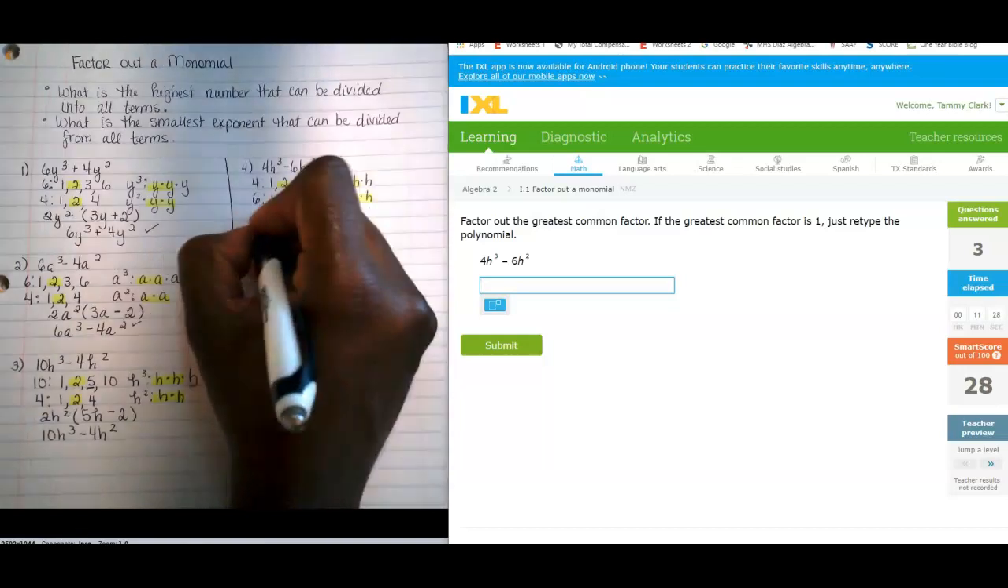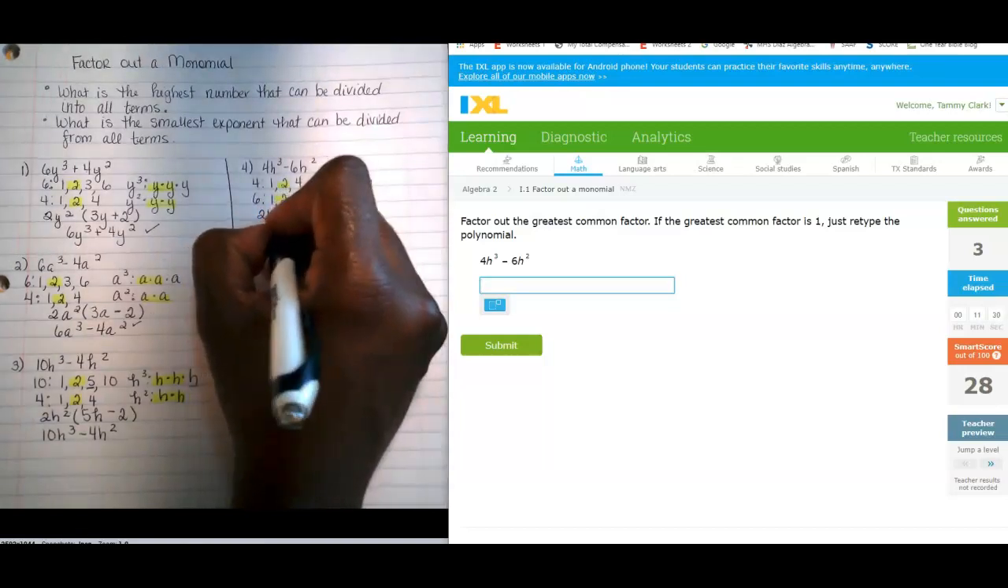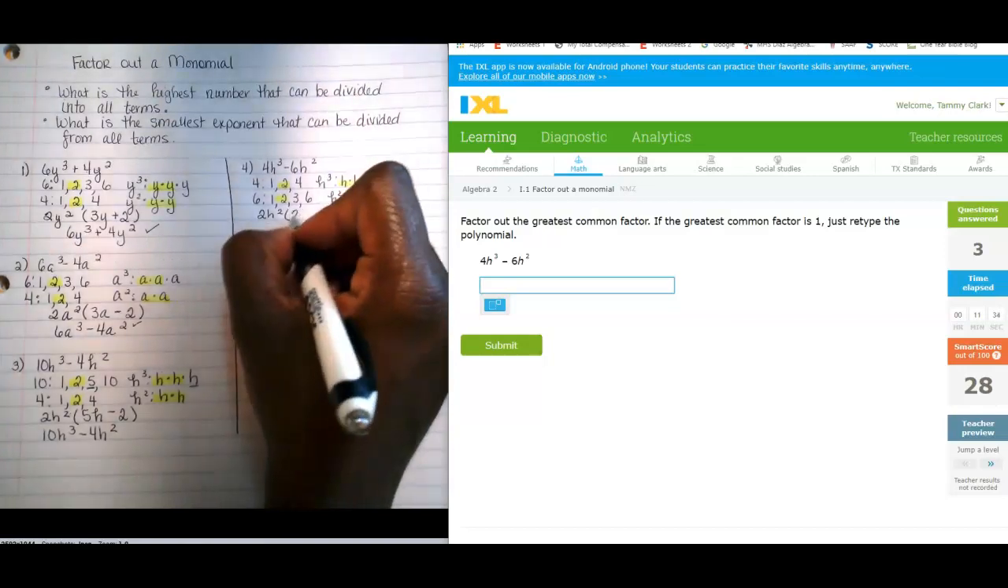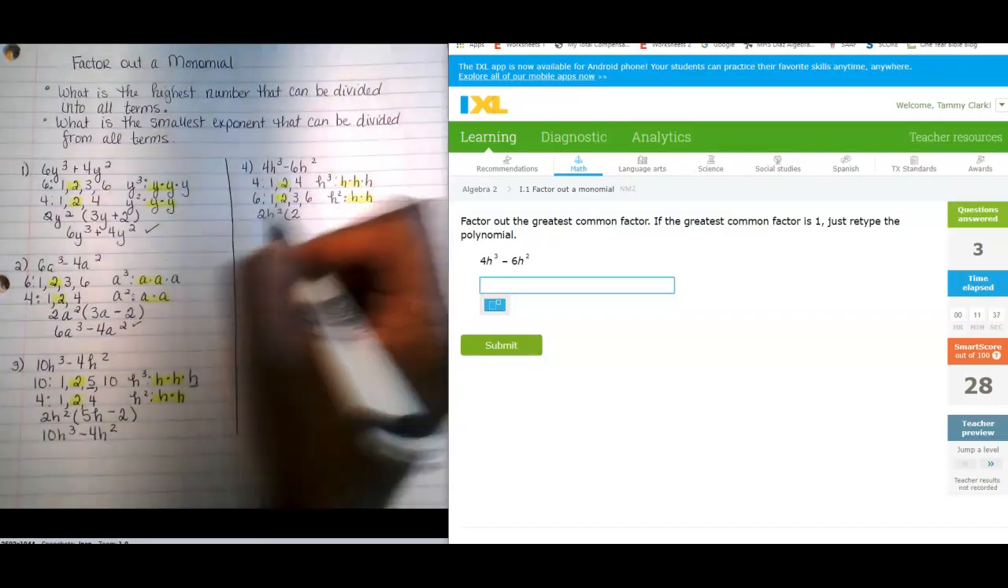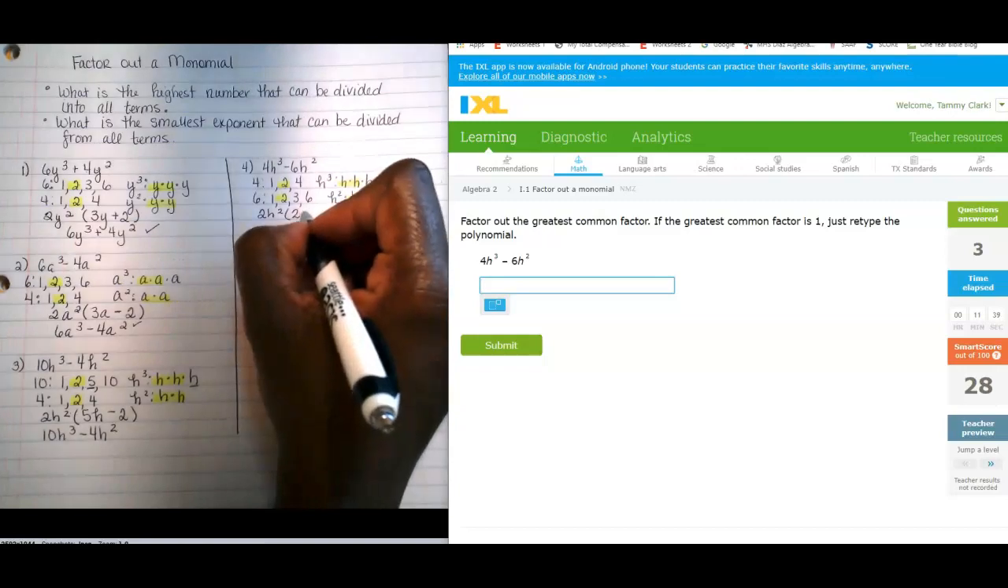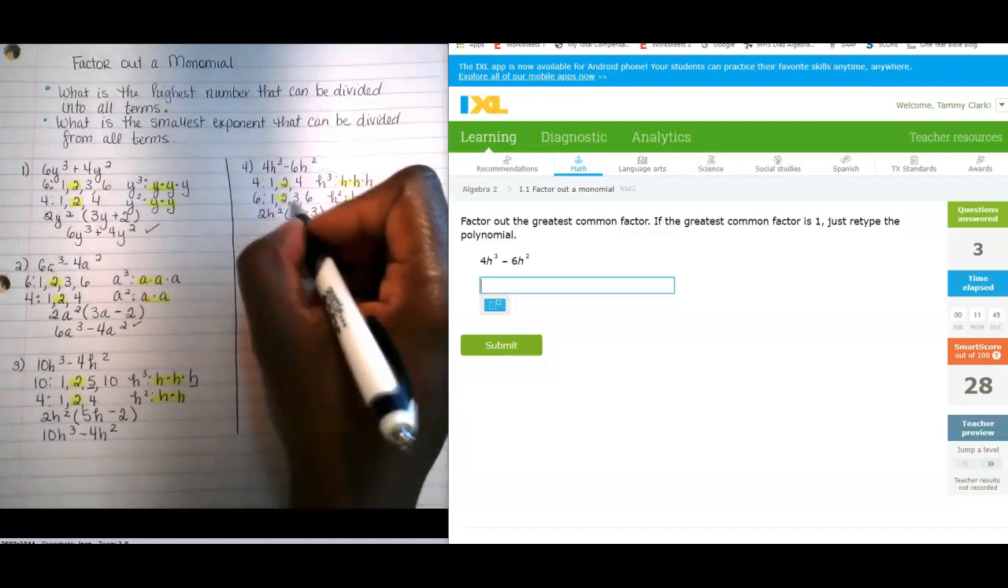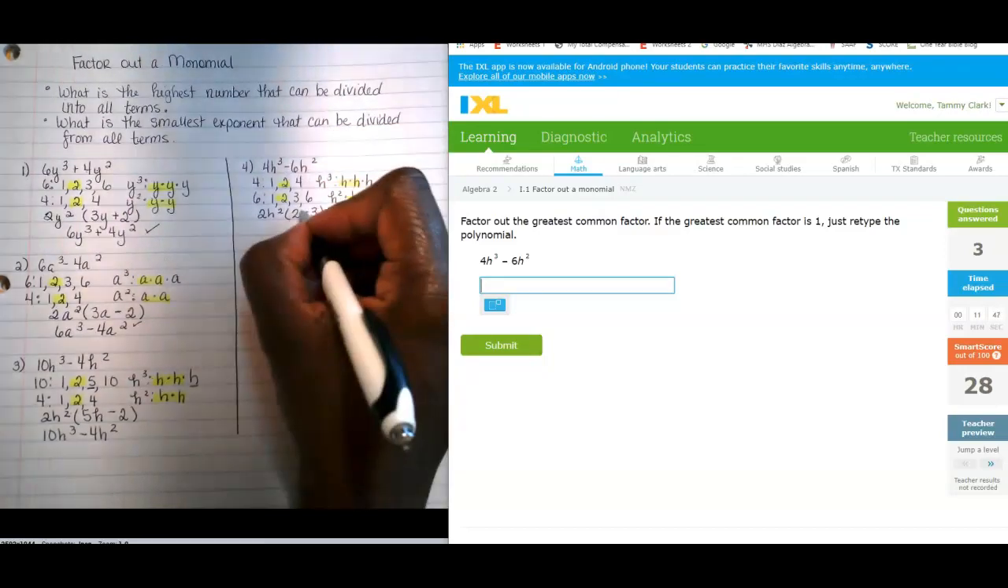So our answer would be 2h squared. And we have a 2 left over. 4 divided by 2 is 2. And then we have minus 3, because 3 times 2 is 6. I forgot the h here.